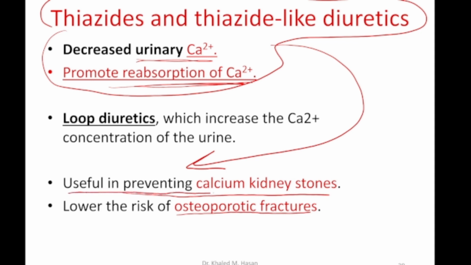Thiazide is useful in preventing calcium kidney stone. Yes, because thiazide decreases calcium in urine. Okay, does that make sense for us?